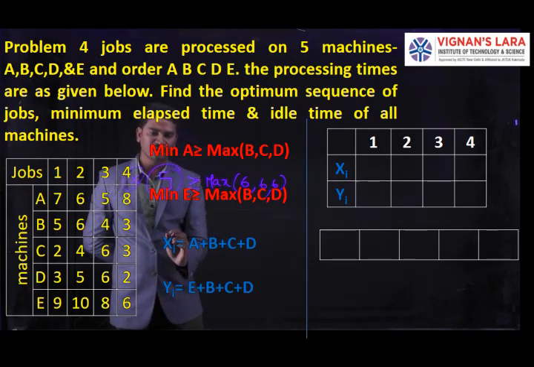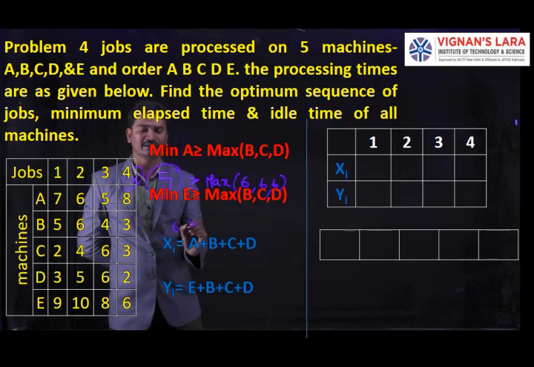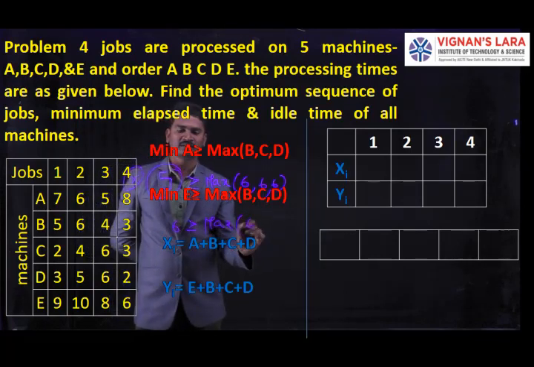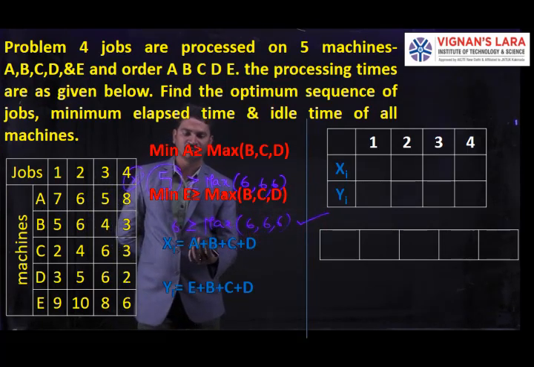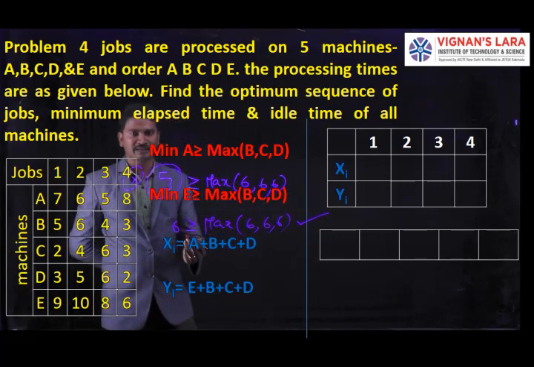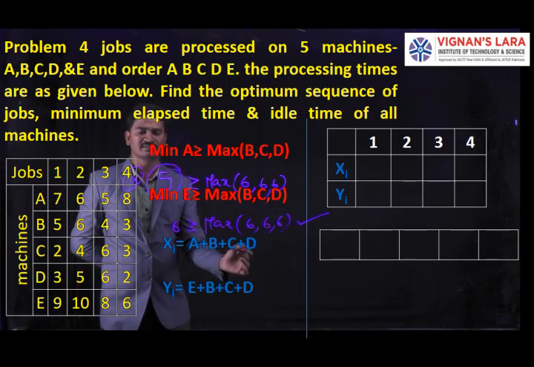Now we come to the other formula: minimum of E. The minimum of E is 6, which is greater than or equal to the maximum of B, C, D, which is 6, 6, 6, so it is satisfied. So we convert these m machines into 2 machines by the formula Xi equals A plus B plus C plus D, and Yi equals E plus B plus C plus D. These Xi and Yi are the new machines we take.